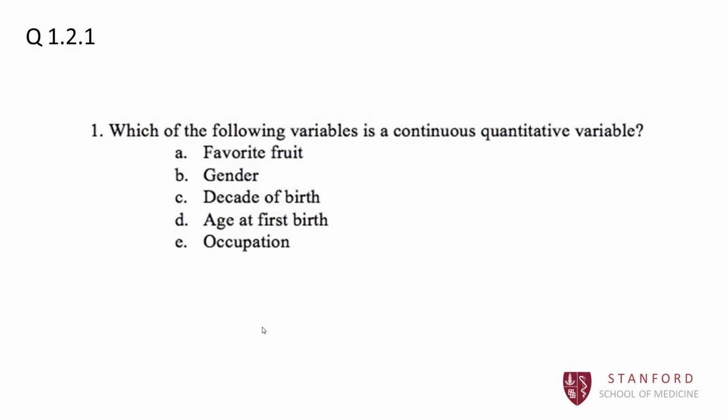This question is asking which one of these variables is a continuous variable. And the answer, of course, is age at first birth. This is the only continuous variable in the list. Favorite fruit, gender, and occupation are all categorical variables. Okay, these are nominal variables because they're classifying responses into different categories.